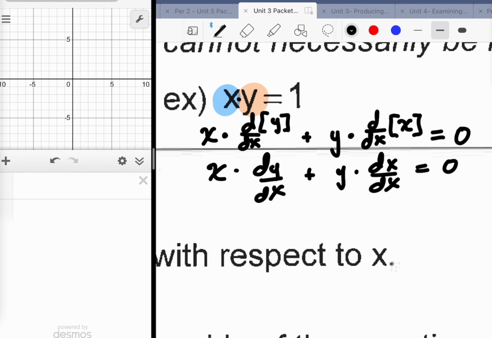So solve for dy dx. Well, I would be subtracting this, so that's going to the other side. So x times dy dx would be equal to negative y times dx dx. I guess I could go the other way. Really doesn't matter.